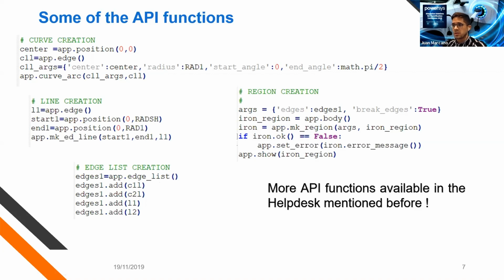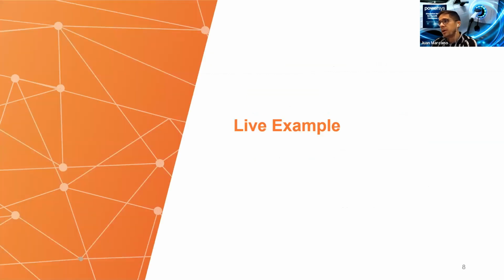And later on, use this edge list to create a region based on those lines. And that region will ultimately define the geometry we want to work with. More API functions, as I said, are available using the help desk and the document that I mentioned before, and you can easily access it by the path I mentioned. So we will now run a live example on how to do so. We will try to create a very small and simple geometry of a rotor and a magnet using a Python script.